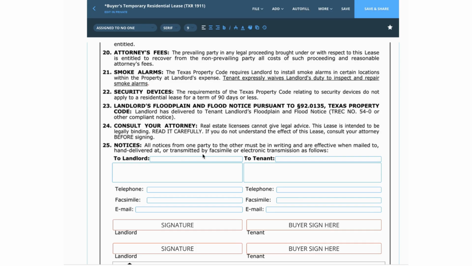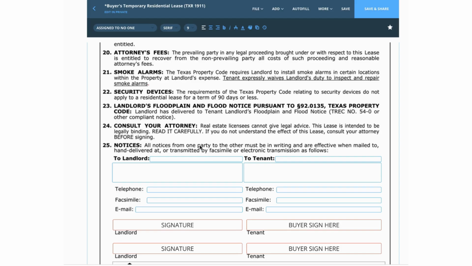Bottom line, real estate licensees cannot give legal advice. This lease is intended to be legally binding. Read carefully. If you do not understand the effects of this lease, consult your attorney before signing.